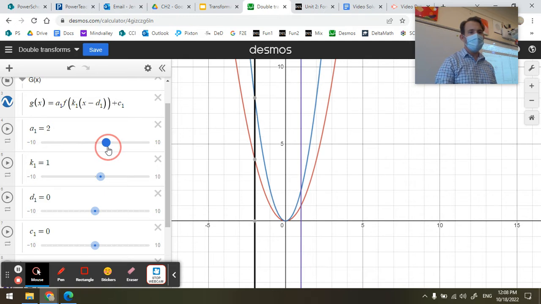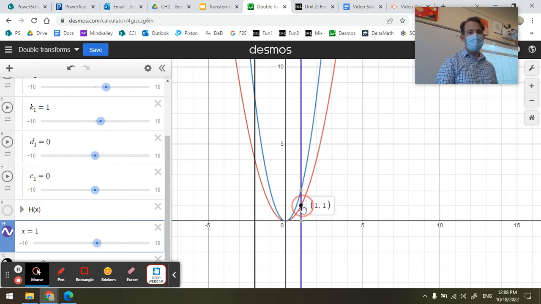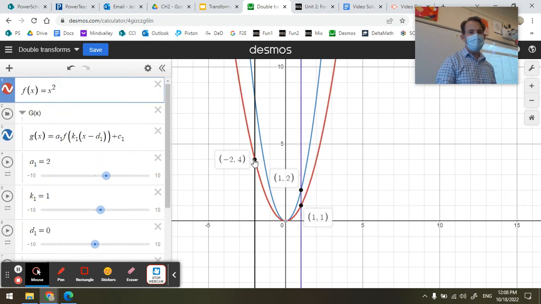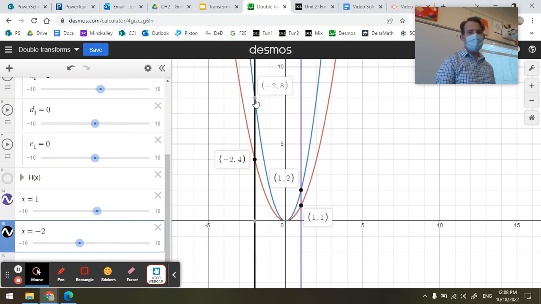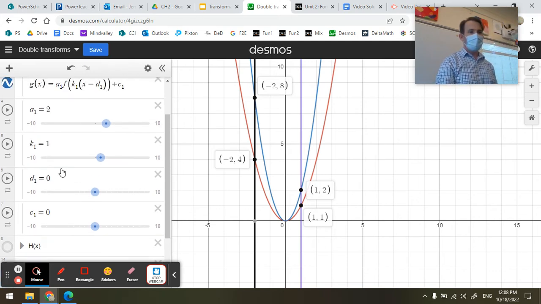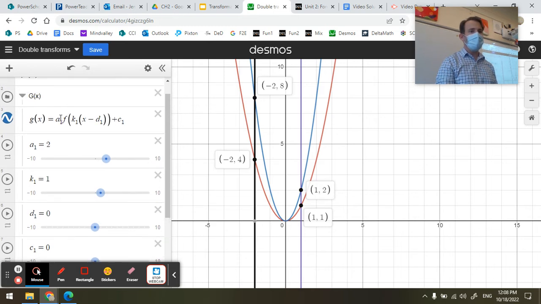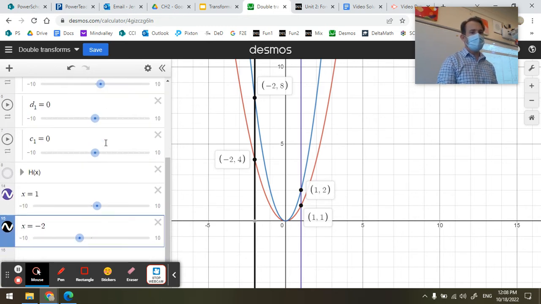So if I transform a to 2, what we'll notice is this new transformed function, instead of this point being at (1, 1), it got stretched up to (1, 2). This one, instead of being at (-2, 4), is now stretched up to (-2, 8). So the x values didn't change; all the y values were multiplied by 2. That's what happens when a is 2, when I'm multiplying the function by 2.